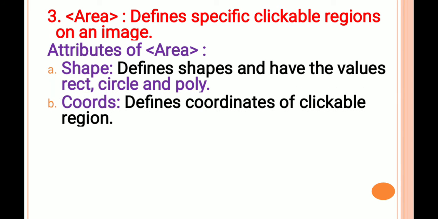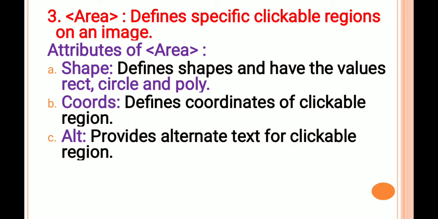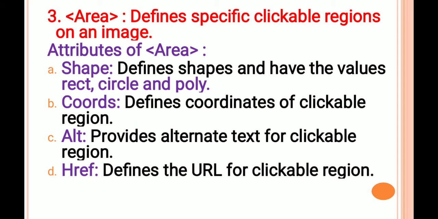Another attribute is coords, which defines the coordinates of the clickable region. Next one is alt, which provides alternate text for the clickable region. Another one is href, which stands for hyperlink reference, or you can say hypertext reference, which defines the URL for the clickable region. These are the attributes of area tag.